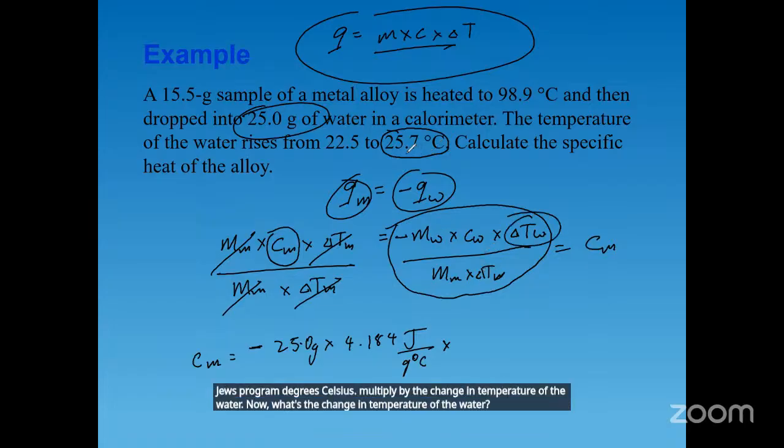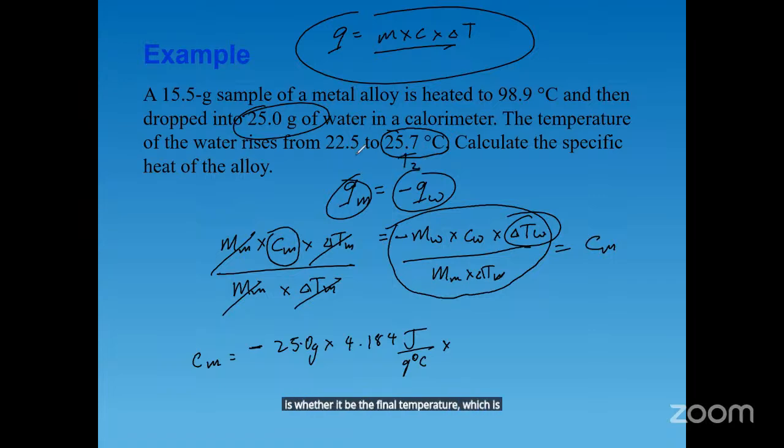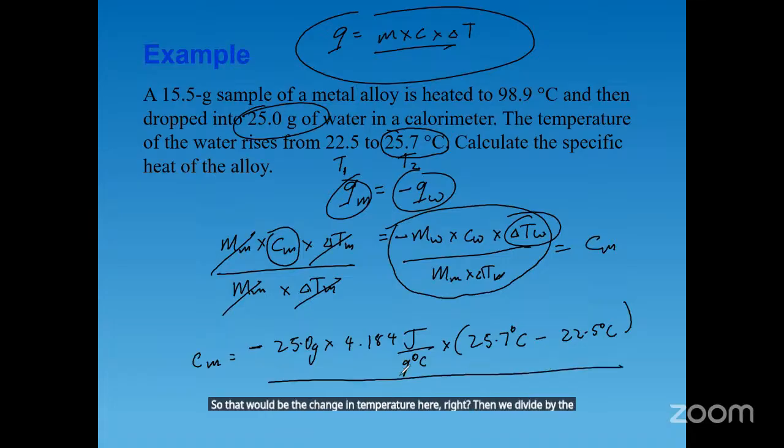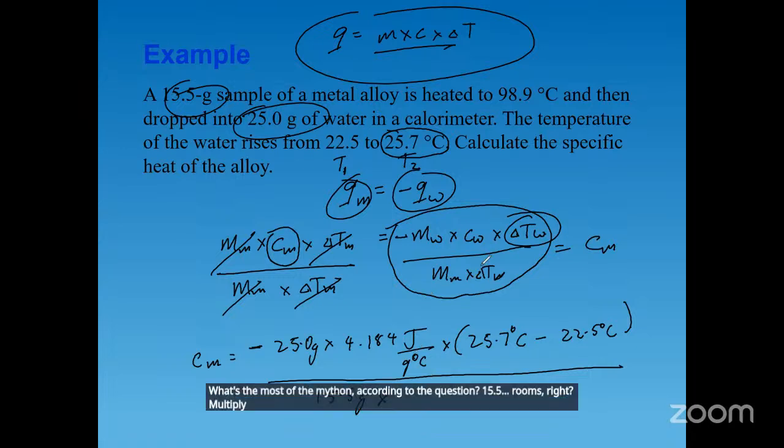It's going to be the final temperature, which is T2 for the water, minus T1, right? Now, in this case, that will be 25.7 degrees Celsius minus 22.5 degrees Celsius, all right? So that would be the change in temperature here. Then we divide by the mass of the metal. What's the mass of the metal according to the question? 15.5 grams, right? Multiplied by the change in temperature of the metal.